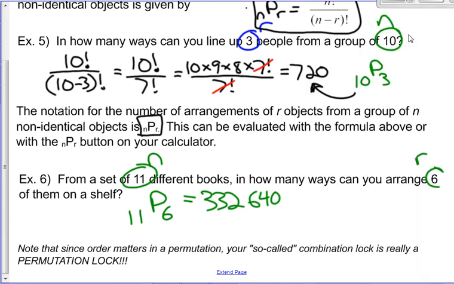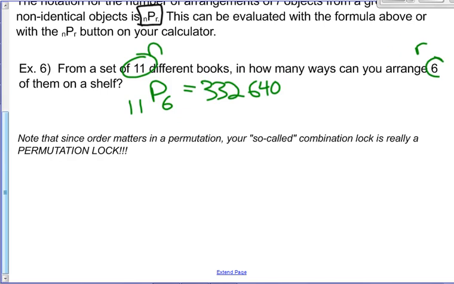Now, one thing that you really need to notice at this point is that we've got this idea wrong from our combination lockers. Since order matters in a permutation, your so-called combination lock is really a permutation lock. Okay? If you have the combination 10, 20, 30, and you put in 30, 10, 20, it's not going to open. The order of the objects matters in your code lock, so it's really a permutation lock. That might lead us to ask, okay, well then, what is a combination?